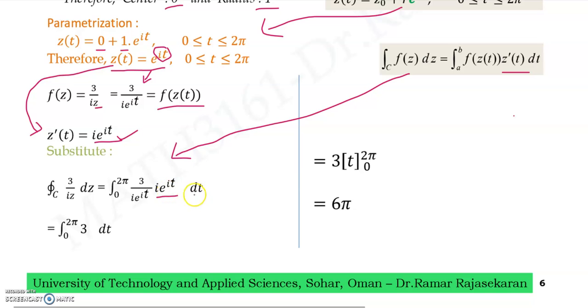This is the derivative. Multiply by dt and integrate with respect to t. Now the I e to the power it and I e to the power it cancel, so only 3 remains, so the integral from 0 to 2 pi of 3 dt. Now 3 is a constant, so integrating dt gives t, with limits 0 to 2 pi. So your answer is 6 pi.